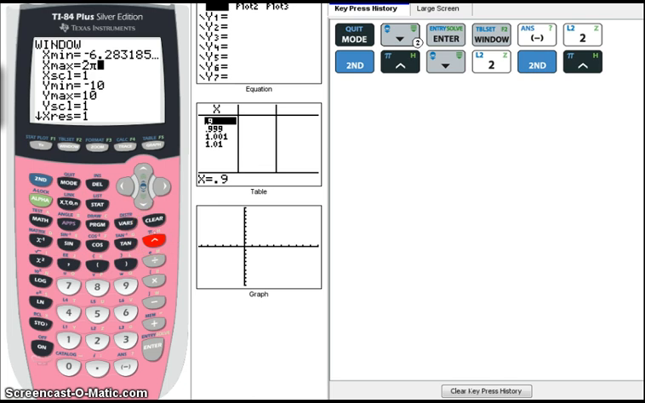And now for our divisions, this is what we're counting by on our graphs. And remember, before we were counting by pi over 2's. So we're going to change our x scale to pi over 2.